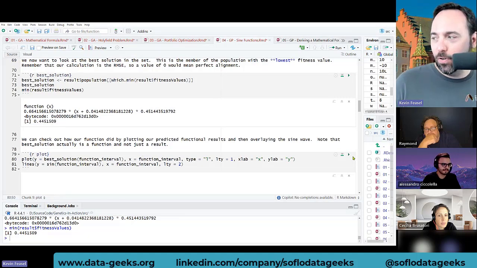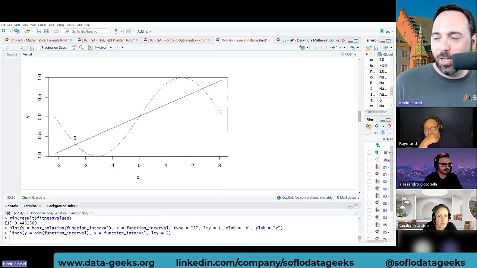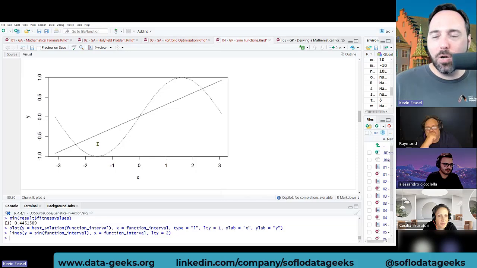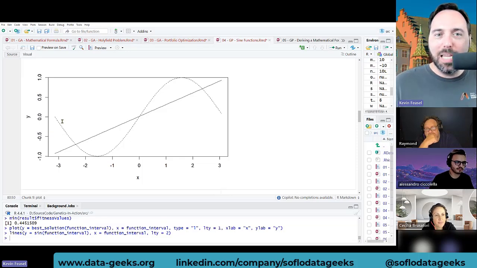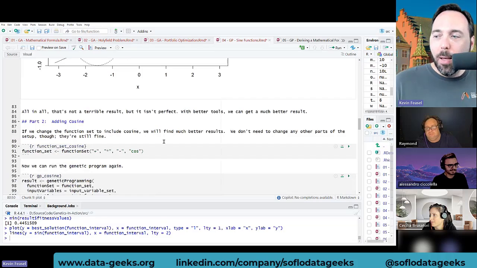How does my best function do versus reality? This is my best function. Notice that in this case, it doesn't even try to match the curve. It's trying to match the relative direction, but it's not even attempting to be curved. Other times that I have run this, I have seen attempts at curves. So if I run this several more times, I may get different results.